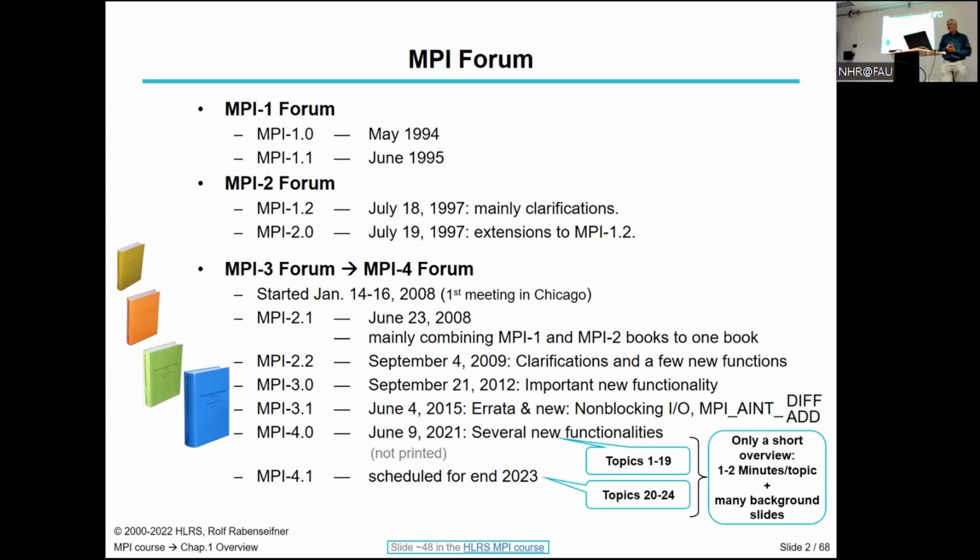for next year, MPI 4.1. And this means I have only between 1 and 2 minutes per topic, but I have many slides with background information. This means I want to be really fast and go only through the main things.